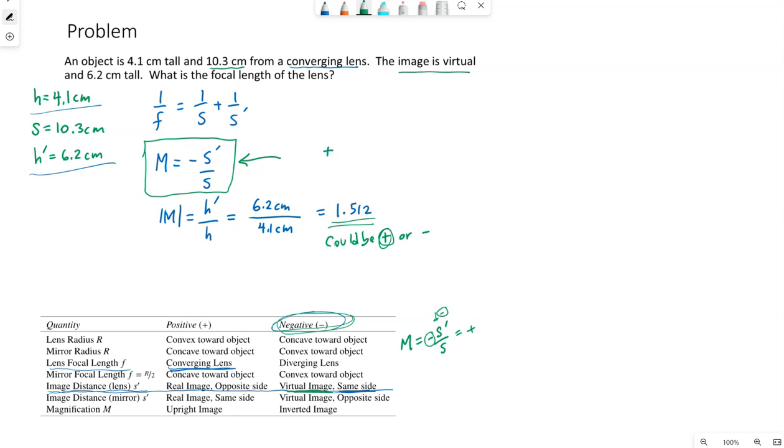So we can say positive 1.512 is going to equal negative S prime over S. So when I cross multiply, so I just need to multiply that magnification by 10.3, I find that S prime is 15.576. This will be in centimeters because S was in centimeters. So we do have that negative value for S prime.